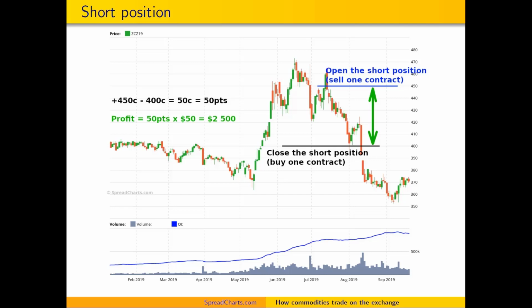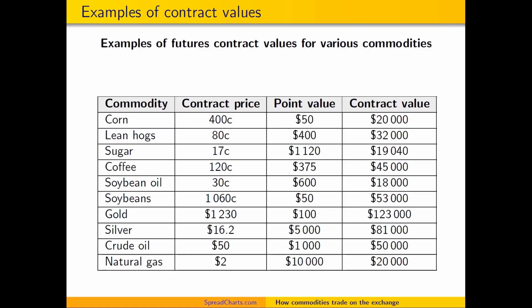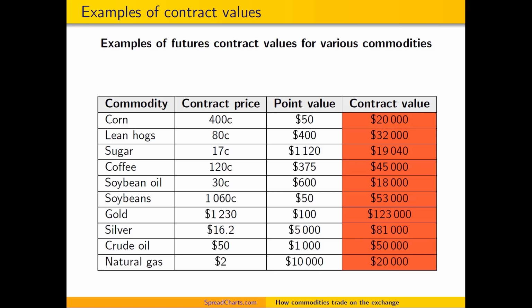Now let's get back to the futures contract's value. It is essential to understand the follow-up things we will talk about now. Focus on the last column in this table. We have already explained the contract value for corn. This table shows more examples for various commodities.